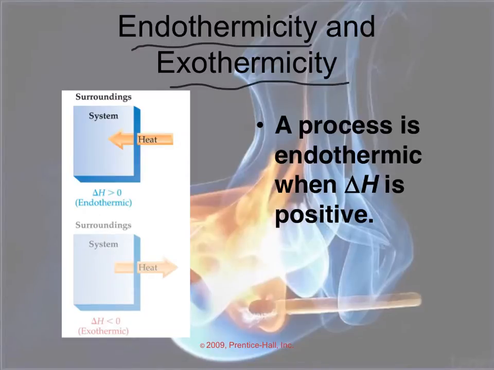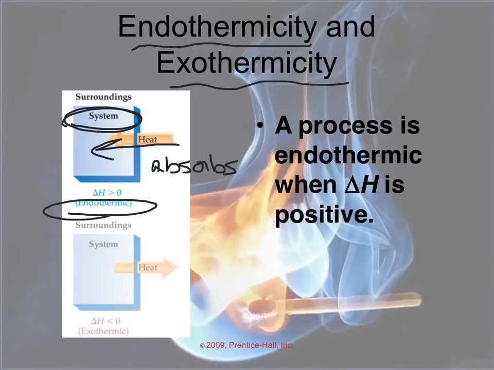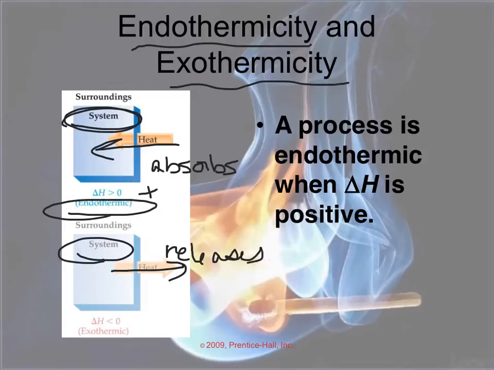Endothermic is a process by which the system, which is the substance that we're studying or the reaction that we're studying, absorbs heat from the surroundings. So when a system absorbs heat, it is called endothermic, and the mathematical value for heat is positive. On the other hand, when the system we're studying, typically a chemical reaction, releases heat to the surroundings, that process is called exothermic, and the mathematical sign for heat in that case is negative.